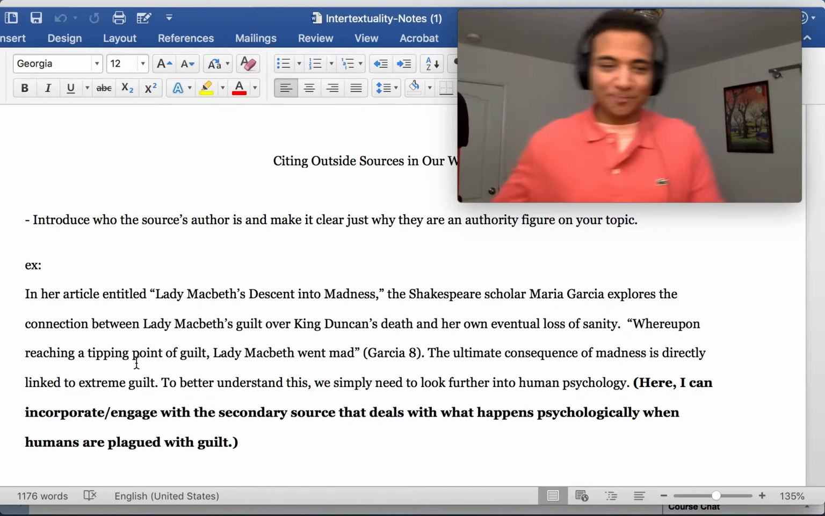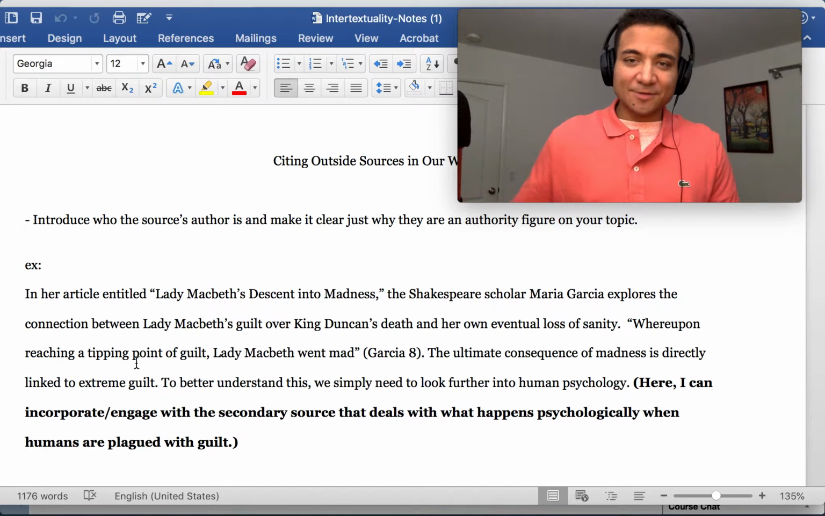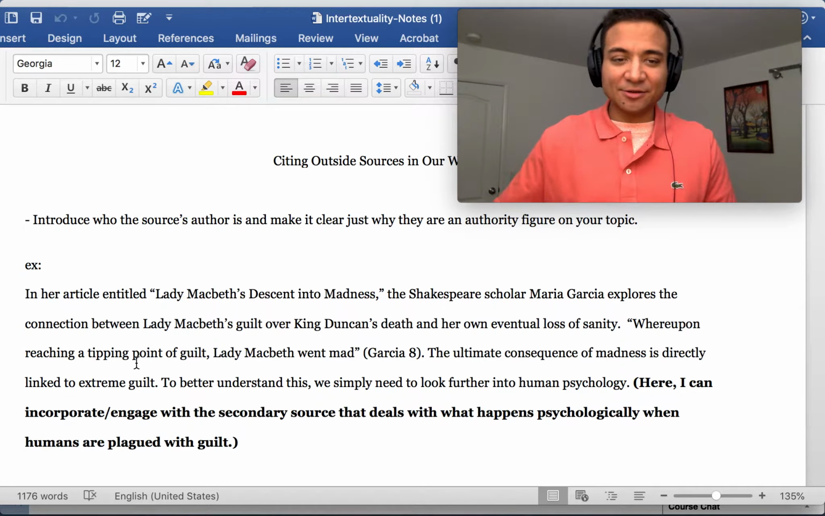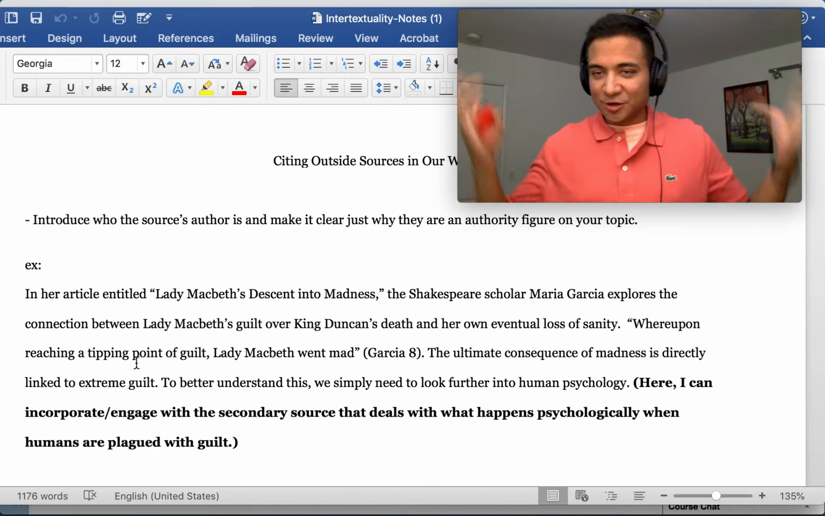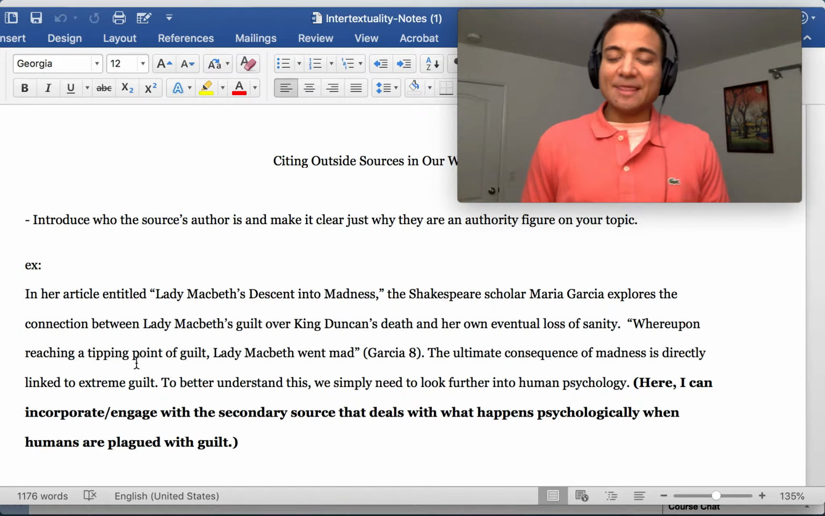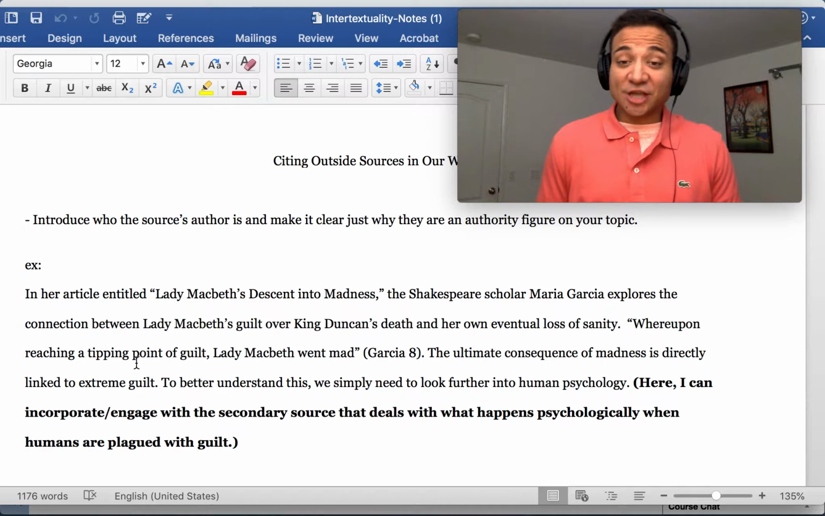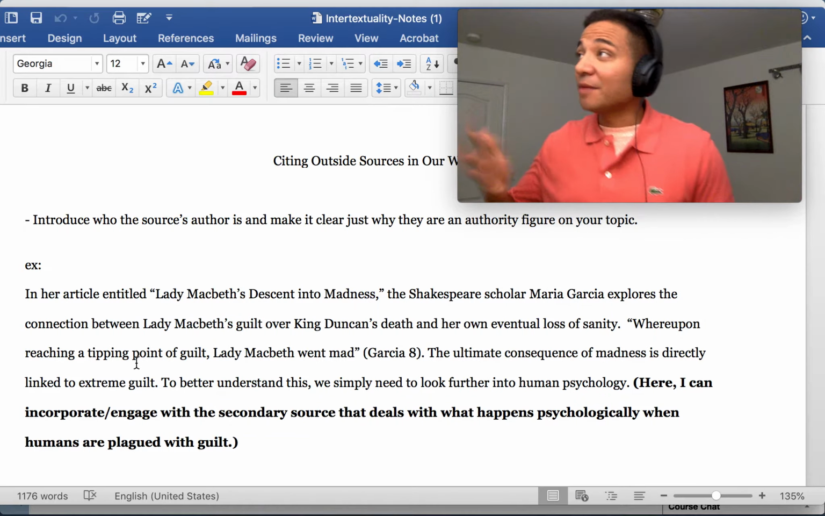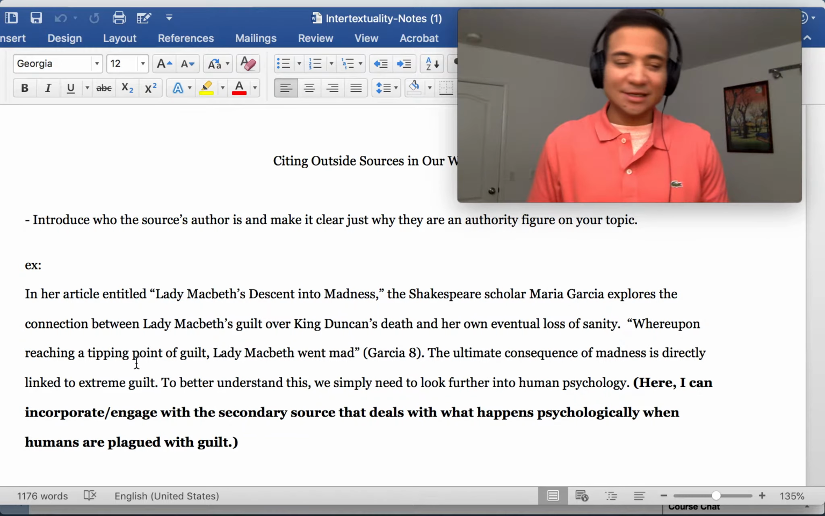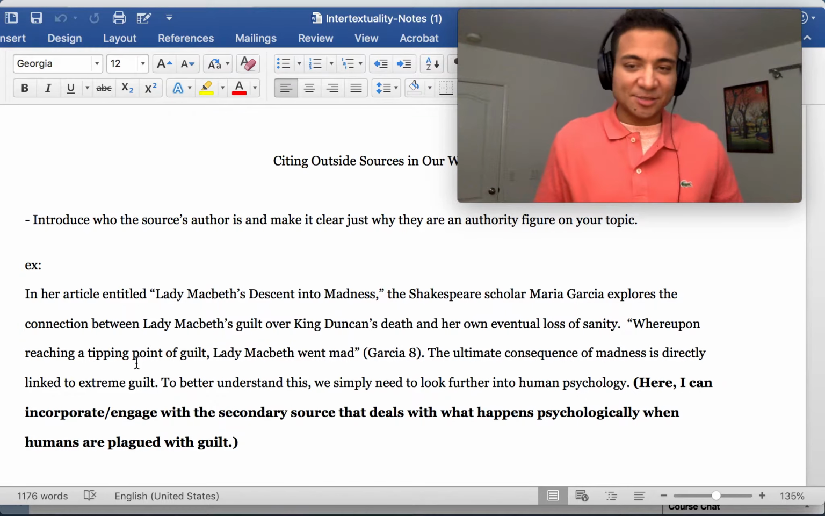Okay, so let's return to this. In her article entitled "Lady Macbeth's Descent into Madness," okay, we know it's an article, it's in quotation marks. Now I say who this person is: the Shakespeare scholar, Maria Garcia. So I say why this person's an authority figure on even commenting on your topic, right? In this case, we're writing about Macbeth, so she's a Shakespeare scholar, so of course she's an authority figure, okay?